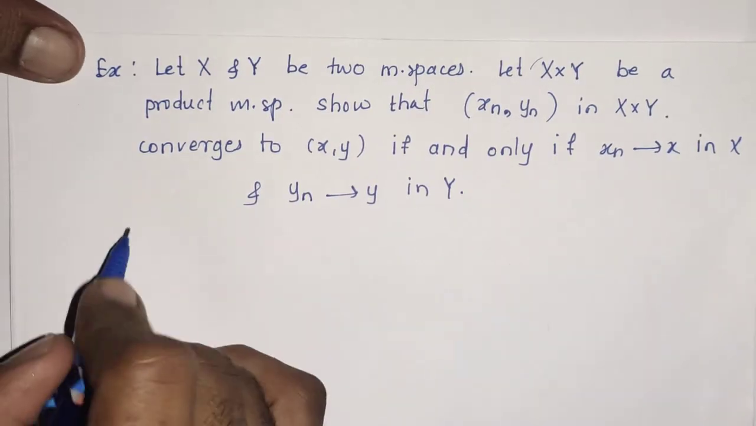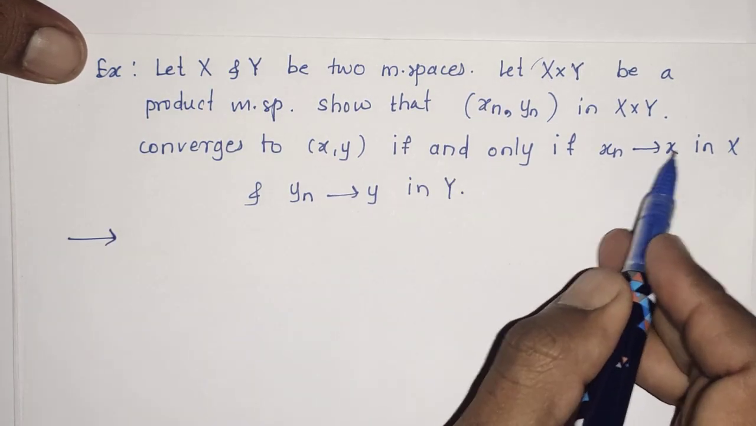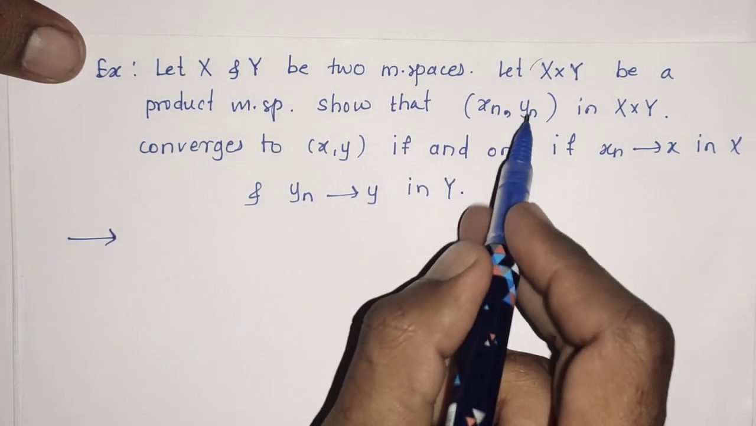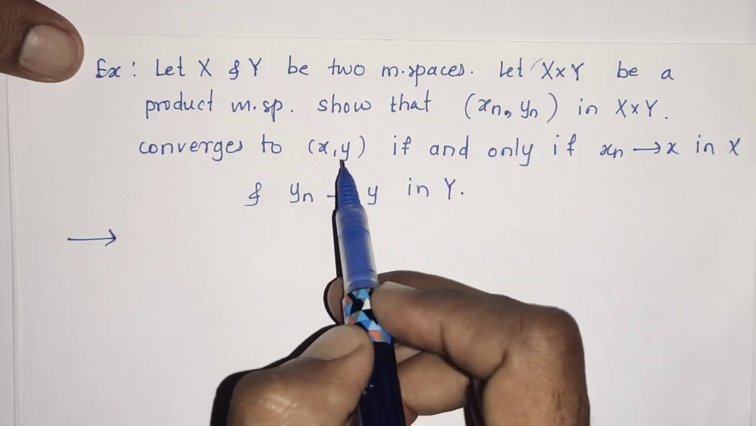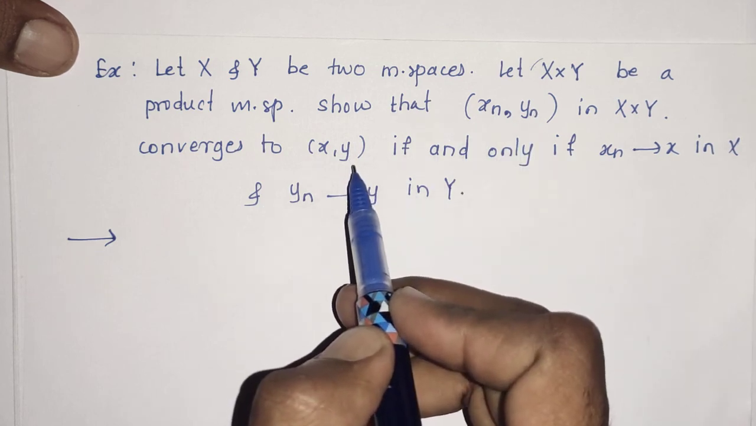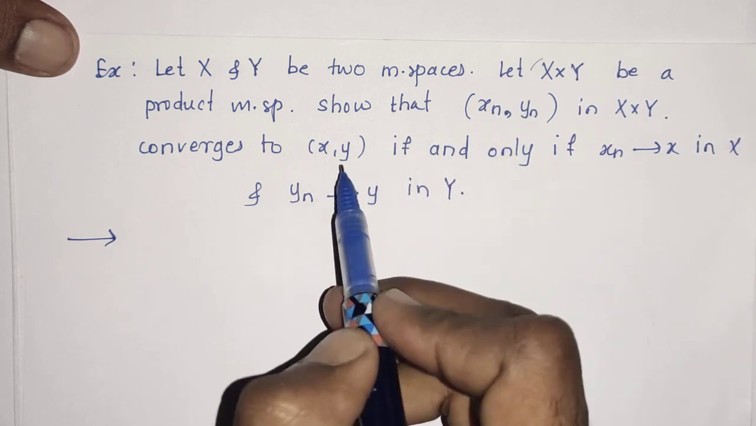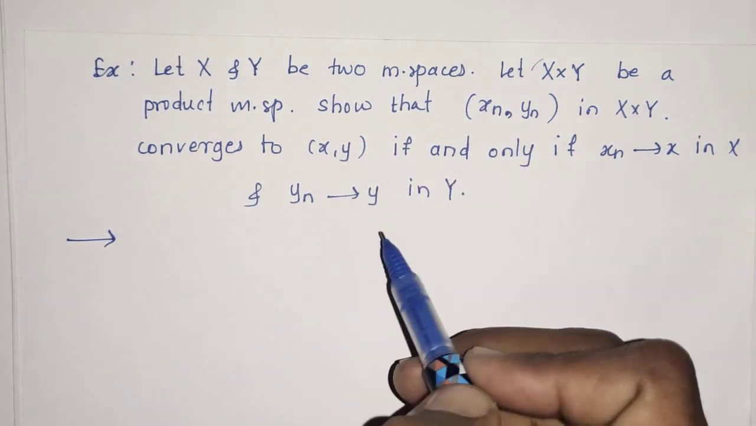First of all, we will suppose xn converges to x in X and yn converges to y in Y, and we will prove that (xn, yn) converges to the ordered pair (x, y). Conversely, we will suppose the ordered pair (xn, yn) converges to (x, y). After that, we will prove that xn converges to x and yn converges to y.